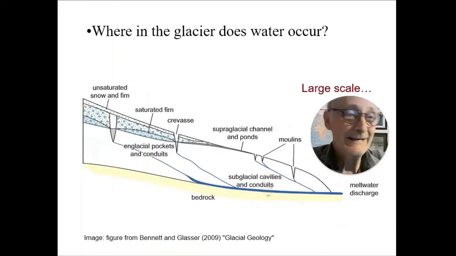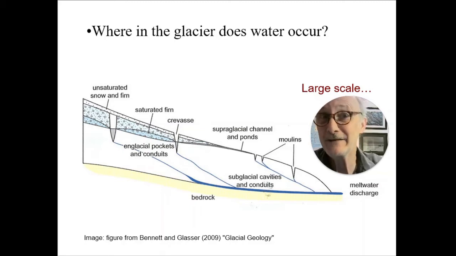This image from Bennett and Glasser's 2009 textbook Glacial Geology illustrates quite nicely one of the things I often say to students, that at the large scale, if you can imagine water existing somewhere within a glacier, then it probably does in some glacier. Certainly in temperate glaciers, where the ice is at or close to the melting point, there's water all through the glacier system.